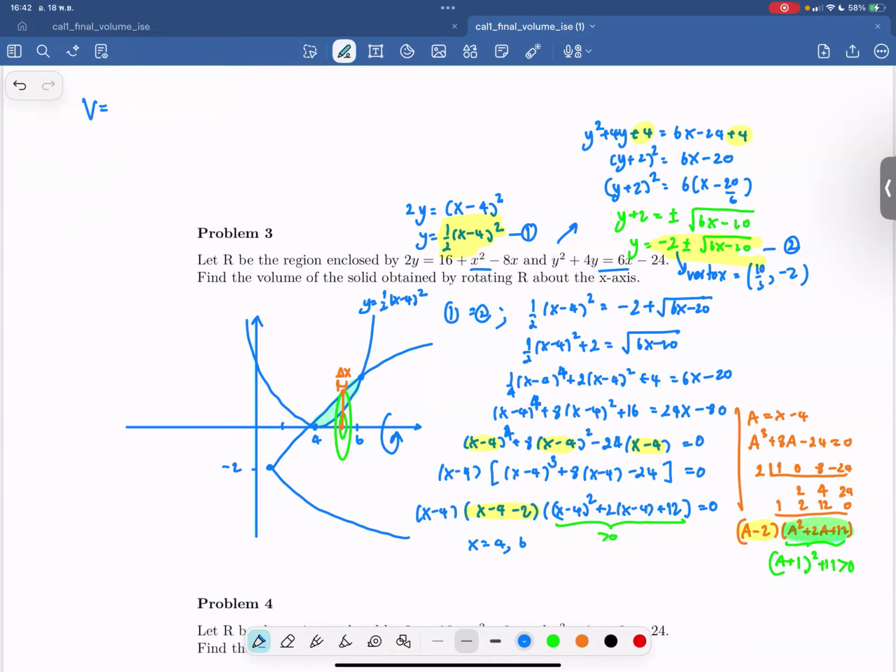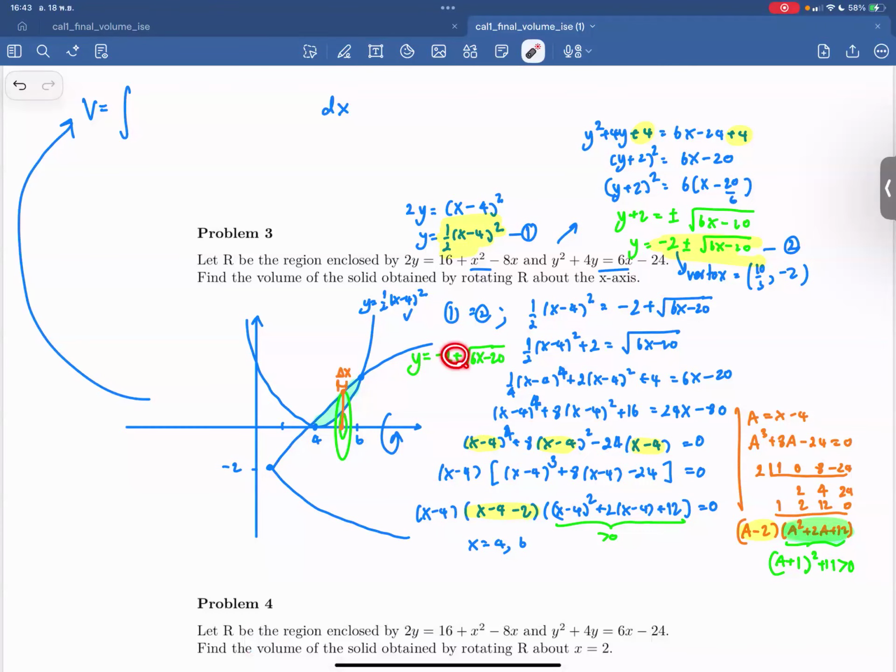Okay, let's continue. The x variable, so we need the functions of those two parabolas to be functions in terms of x. So the first one is fine, but for the second one, we have to use y equal to minus 2 and then plus 6x minus 20. The reason why I use plus instead of the minus sign is that we use the above half of the parabola, right? So we need the function with the plus sign.